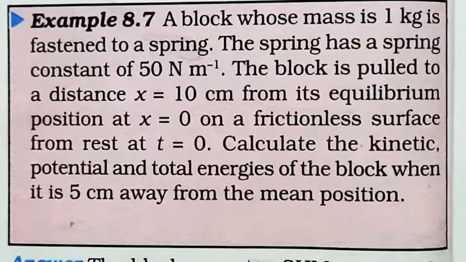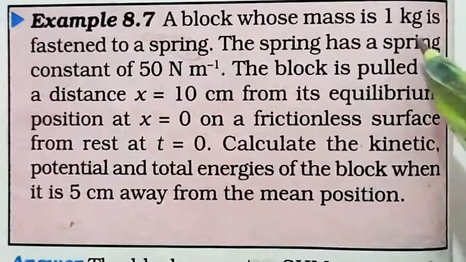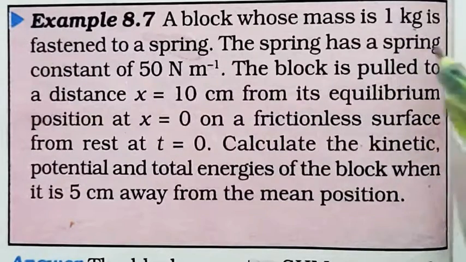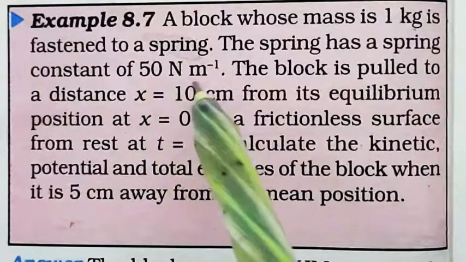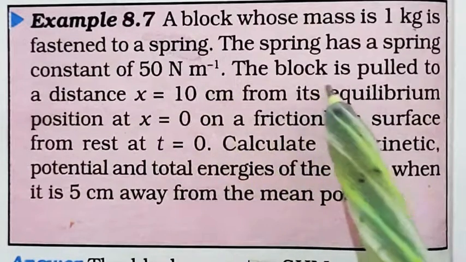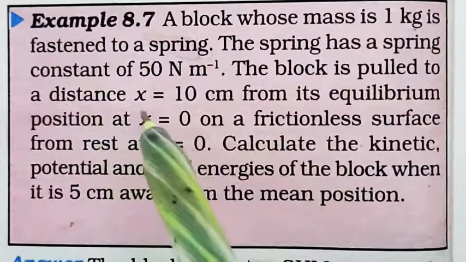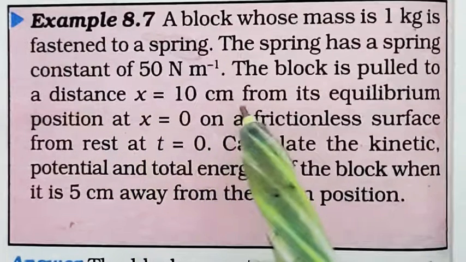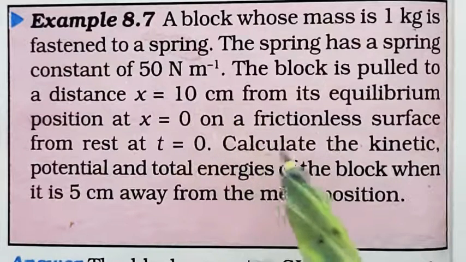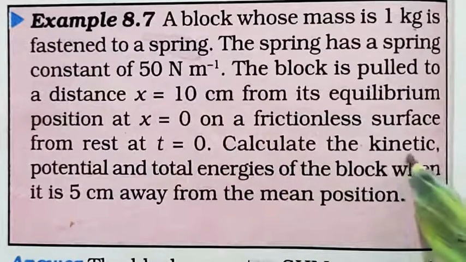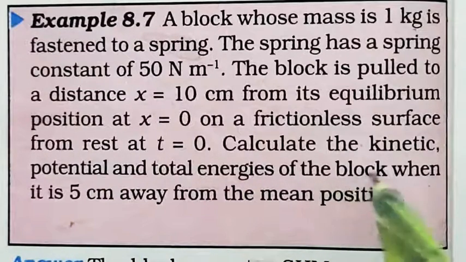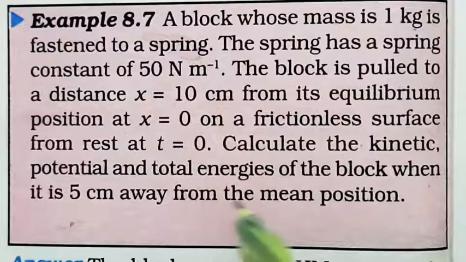Calculate the kinetic energy, potential energy and total energy of the block when it is 5 centimeter away from the mean position. So here the mass of the block is given, that is 1 kg, and the spring constant is given, that is 50 Newton per meter, and the distance x is equal to 10 centimeter, that is the maximum amplitude. We have to calculate kinetic energy, potential energy and total energy when the block is at 5 centimeter away from the mean position.